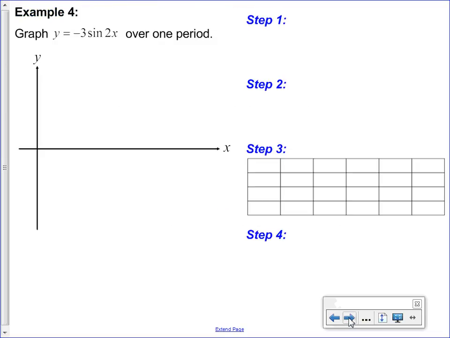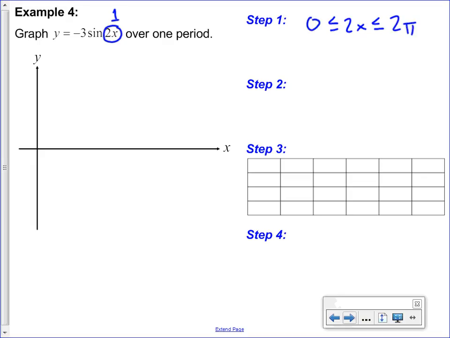That's our game plan. Here we go. Just over 1 period. Step 1, find your period. So I'm going to use a different color. For step 1, just put the 2x between 0 and 2 pi, because we have to work on this first.